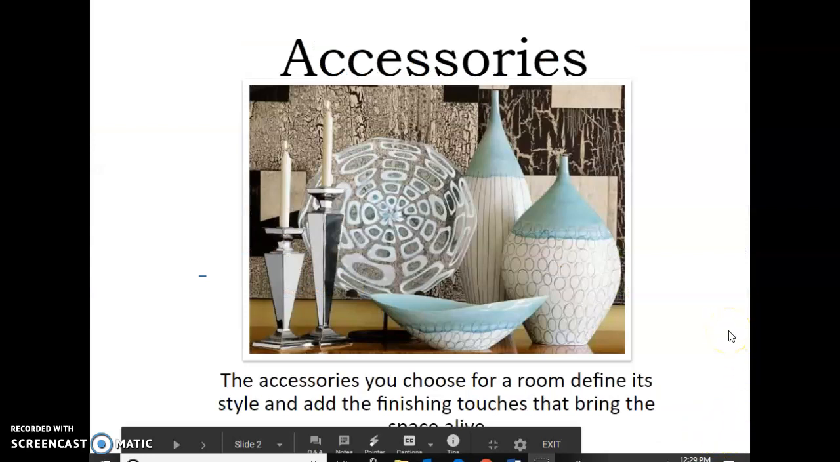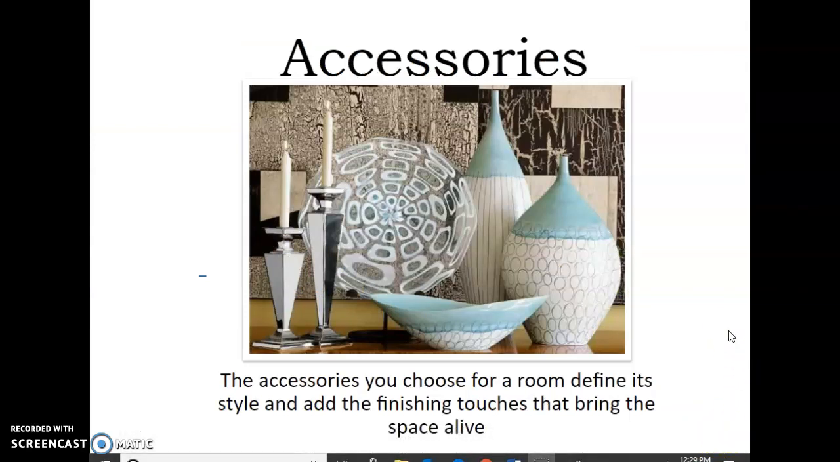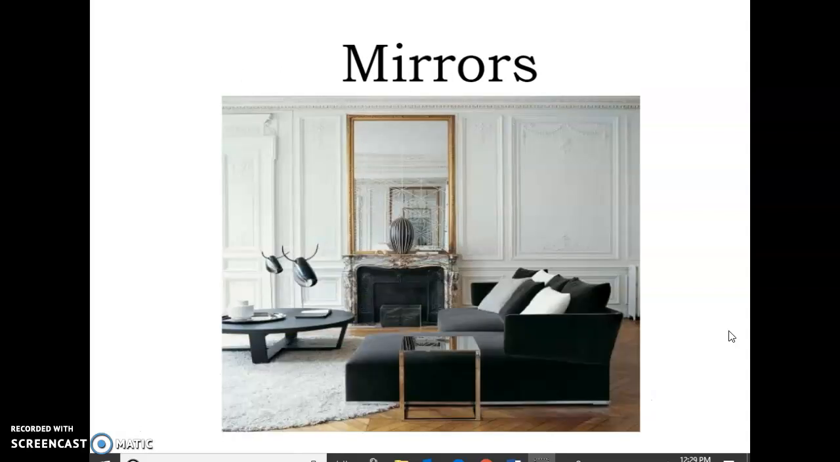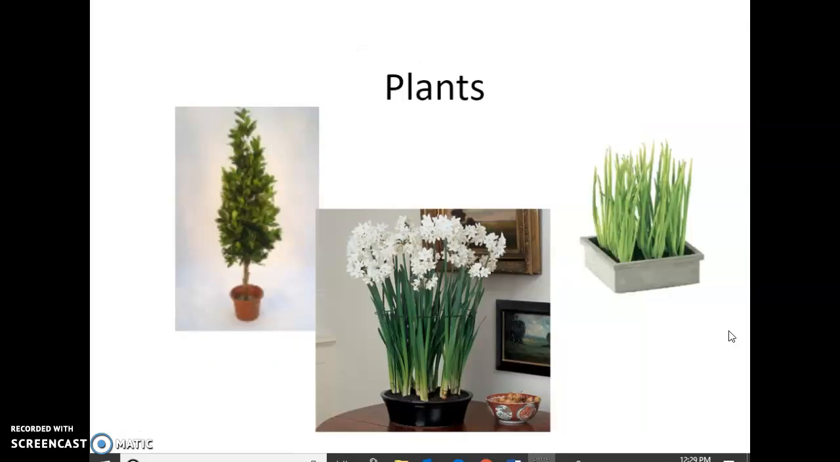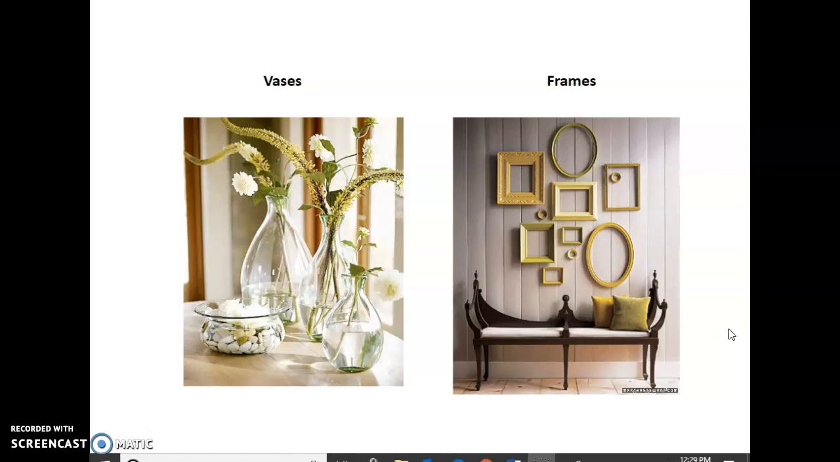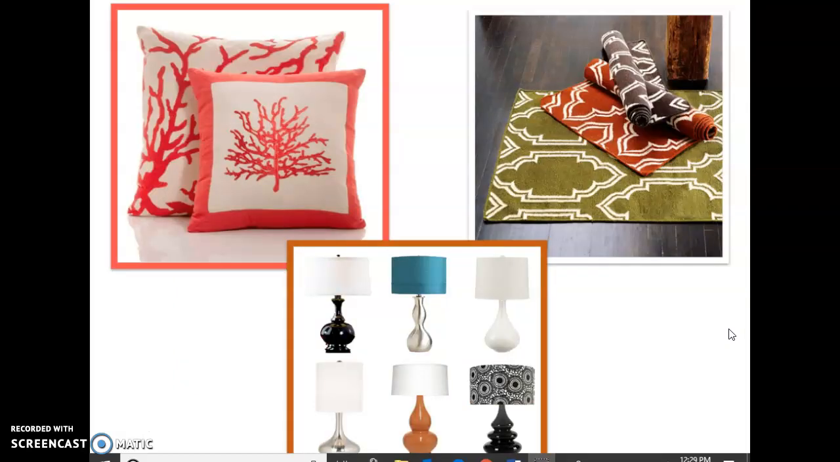So this right here just talks about that the accessories that you choose for a room, it's going to define the style. We talked about design styles last class. So it's going to help create that style and give it the finishing touch for your room and your space. So one type of accessory would be mirrors. Plants are also another type of accessory. Vases, frames, pillows, rugs, lamps, all accessories.